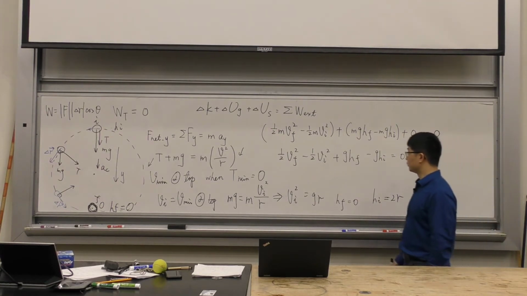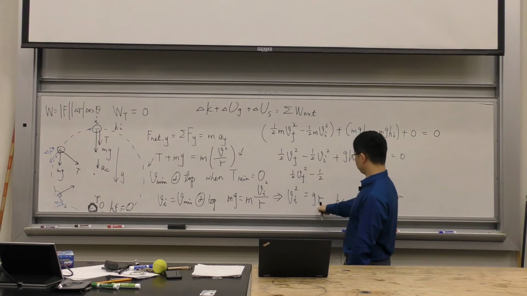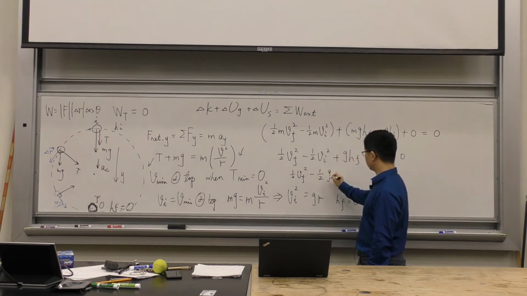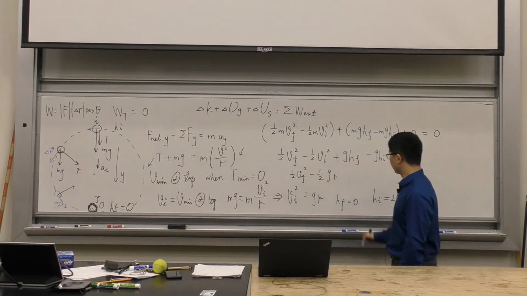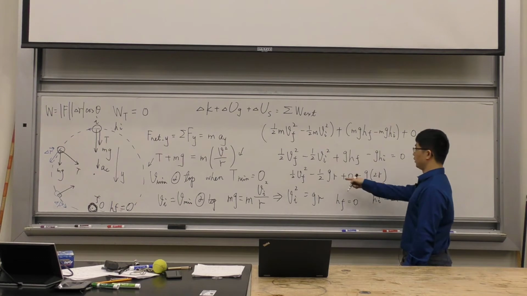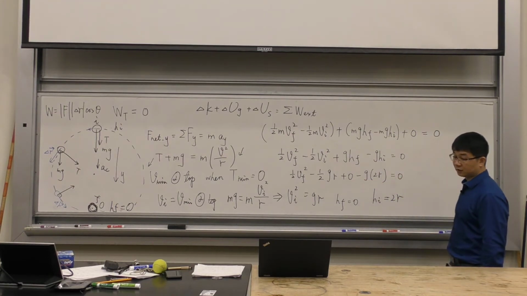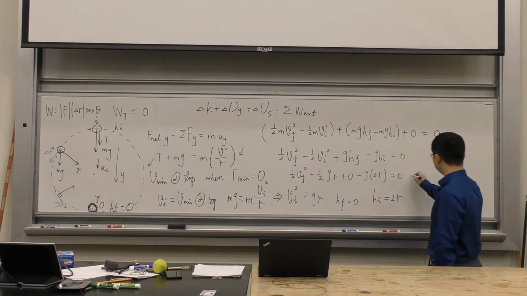Then you see that you can plug all the numbers in, right? So 1/2 VF squared equals minus 1/2. Now I can replace VI squared as this. And then this is 0. This is g times 2r. Now you can move all the terms around. You can find this VF, right? At the end, the VF I found.